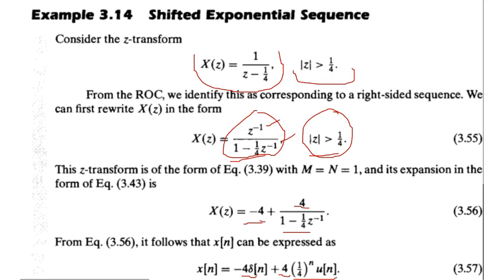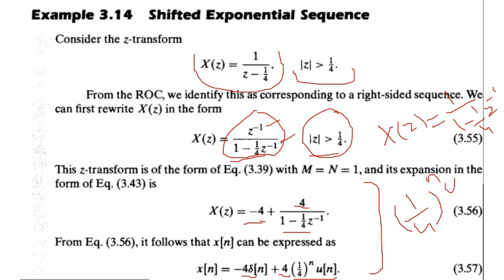Now one way is to apply long division. The other way is, I know that X of z is equal to 1 divided by 1 minus 1 by 4 z inverse. Its inverse is 1 by 4 raised to n u of n. And then we have z raised to minus 1. It means that there is a shifting, so there will be n minus 1 and n minus 1 here. So wherever we have n, we have to put n minus 1. Let's move on to the next slide and clearly see this.